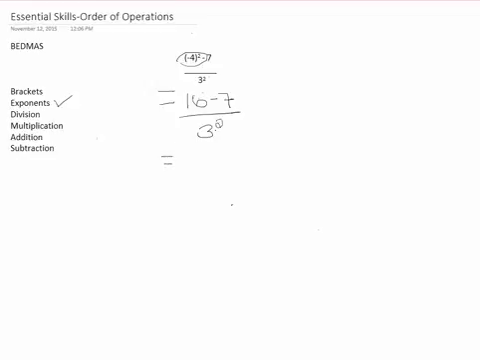Then in the numerator, we only have one more thing left to do, which is our subtraction. So we would proceed with that. 16 minus 7, which is 9. And finally, we need to deal with the denominator. Fortunately for us, we only have the one operation that's happening, and that's our exponents. Our 3 squared, which we know is 9. And now we are able to finally compute the fraction 9 over 9, which is reduced in simplest form to 1 over 1, which is just 1.